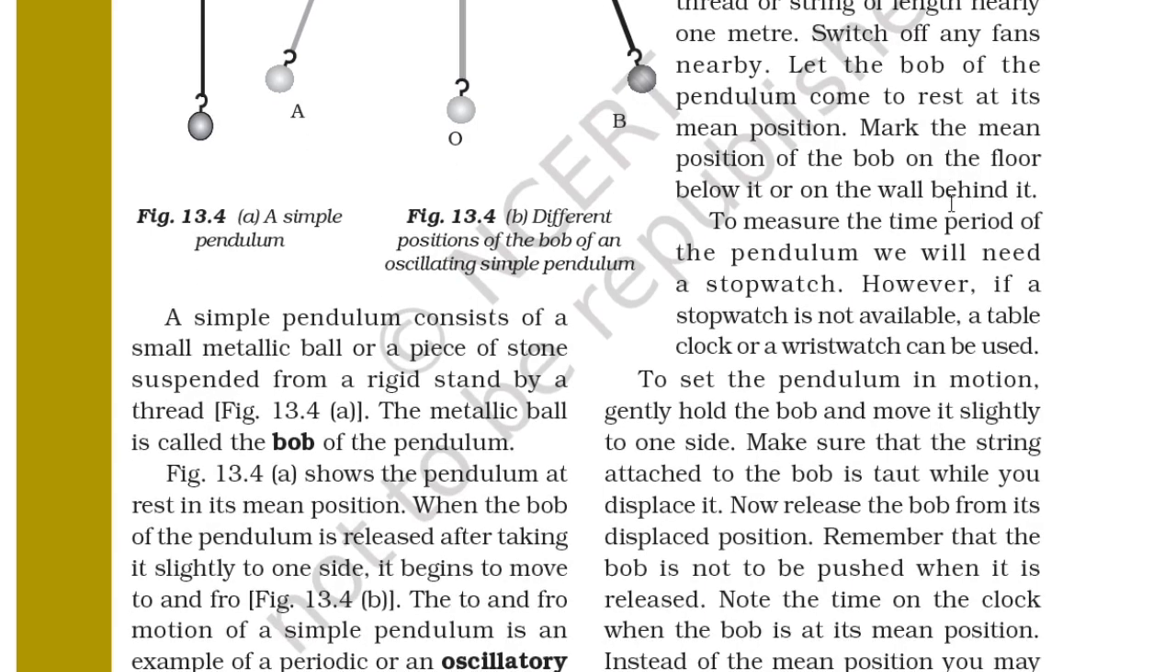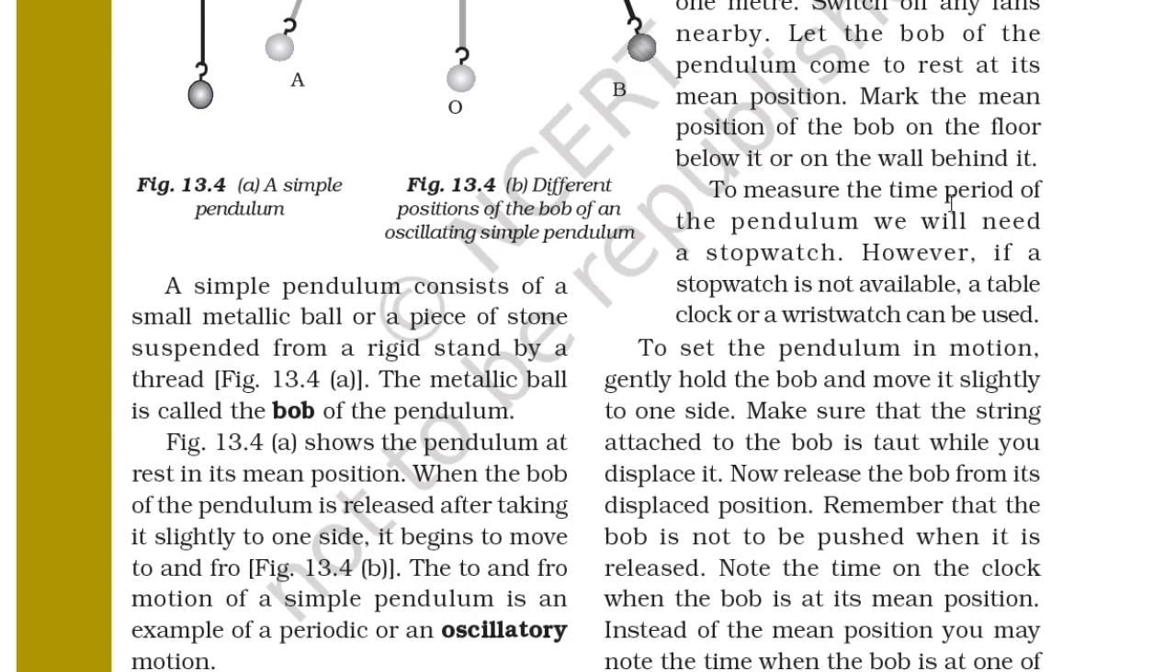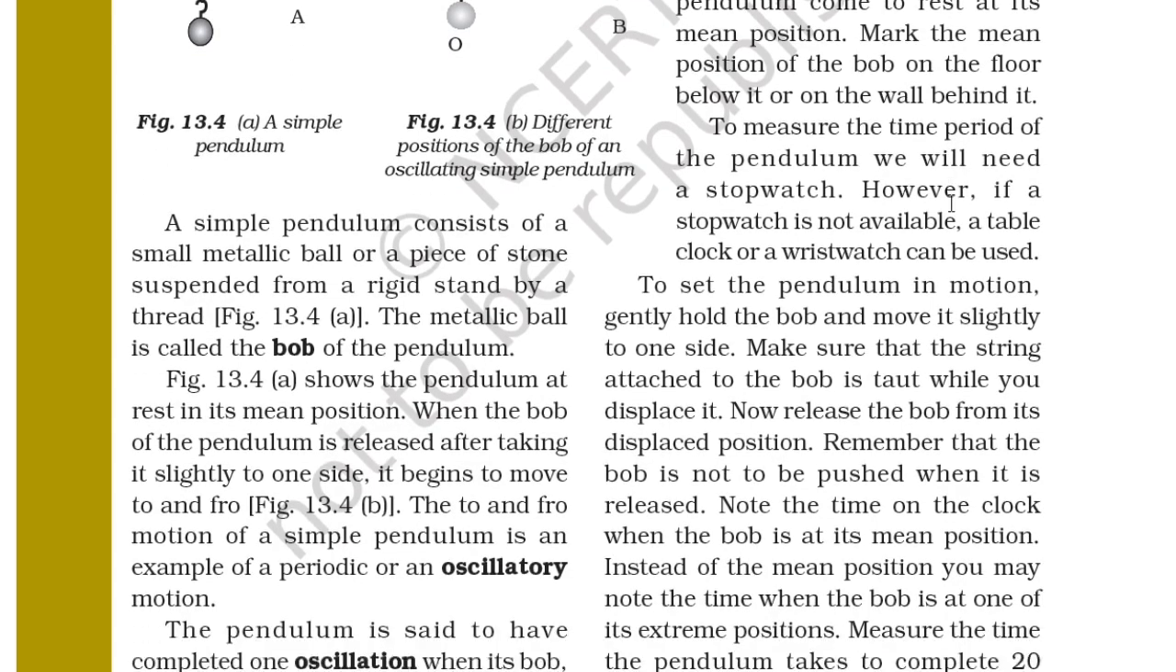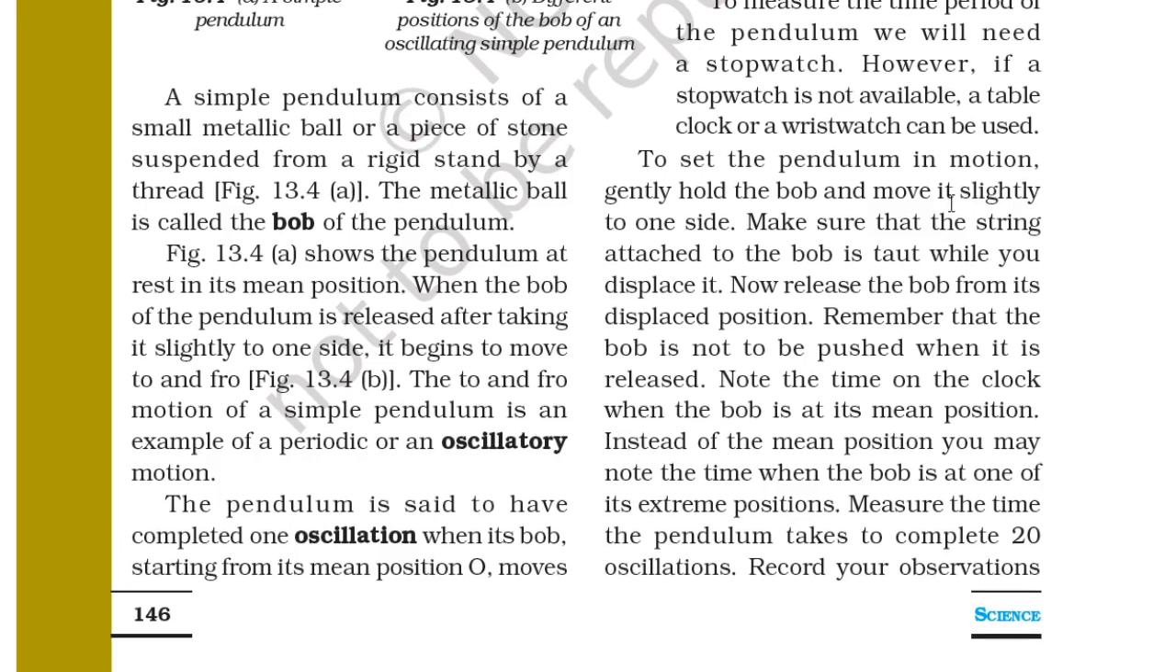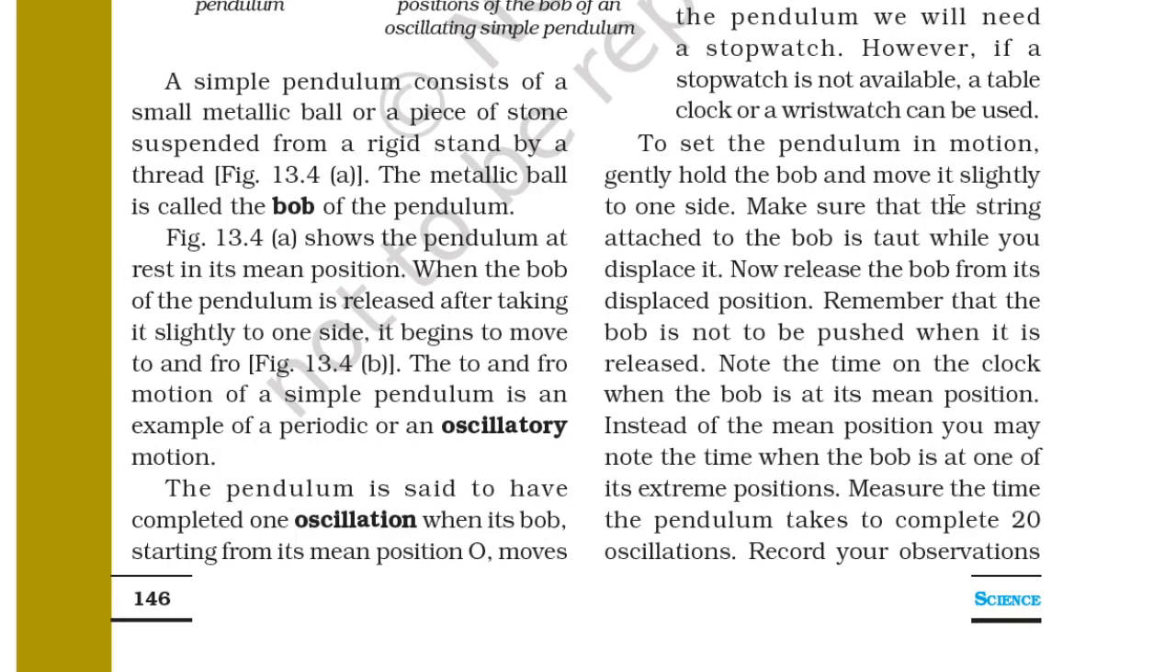To measure the time period of the pendulum, we will need a stopwatch. However, if a stopwatch is not available, a table clock or a wristwatch can be used. To set the pendulum in motion, gently hold the bob and move it slightly to one side. Make sure that the string attached to the bob is taut while you displace it.